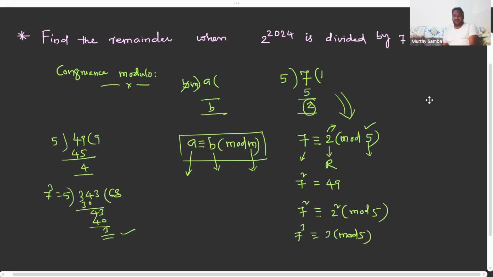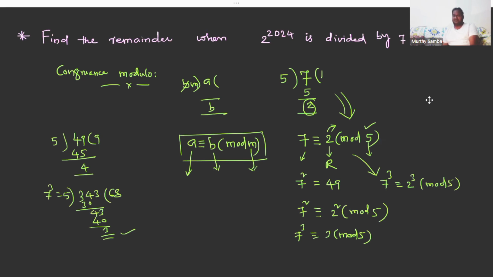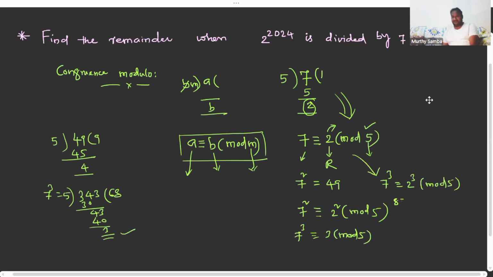Now see here, it is true for square. Is it true for cube? Let us see. 7 cube is congruent to 2 cube modulo 5. So 2 cube is equal to what? 8. Don't say that it is wrong, because 8 could not be the remainder when any number is divided by 5, right? Because 8 can also be divided by 5. When 8 is divided by 5, what is the remainder? 5 ones are 5, so the remainder is going to be 3. So 3 is the remainder.